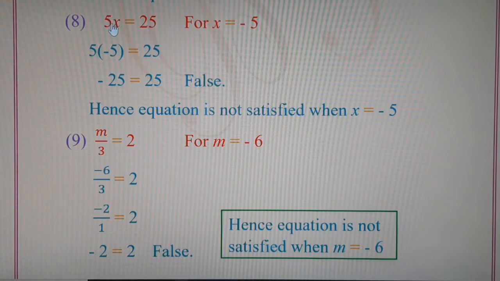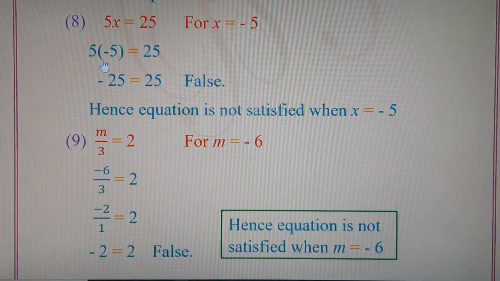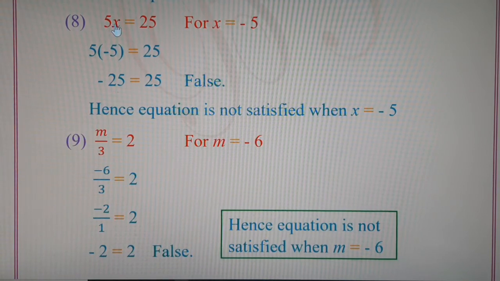symbol. That means the multiply symbol is there, and the multiply rule is applied. That means we use the bracket rule or the multiply rule. Bracket rule means the multiply rule. If we just write 5 bracket 5, then it will be 50. If we just write 5 minus 5, then the answer will become 0. Then also the sum is wrong. So here the bracket rule or the multiply rule we have to apply.